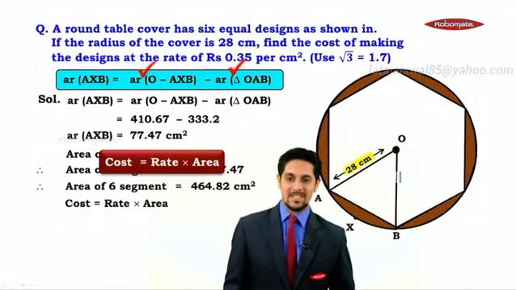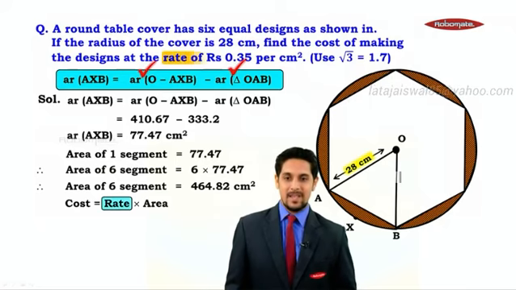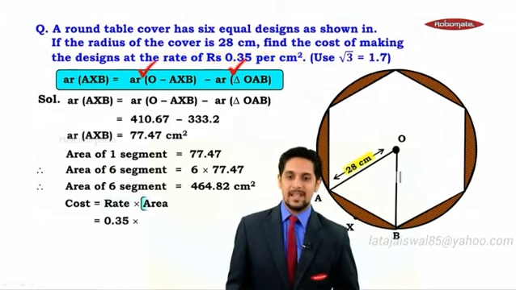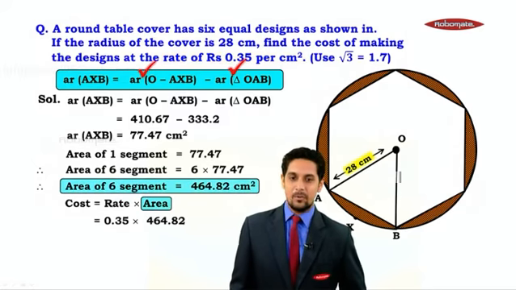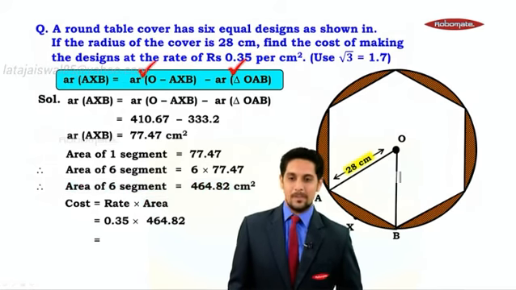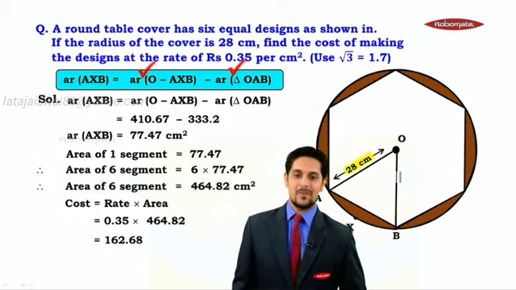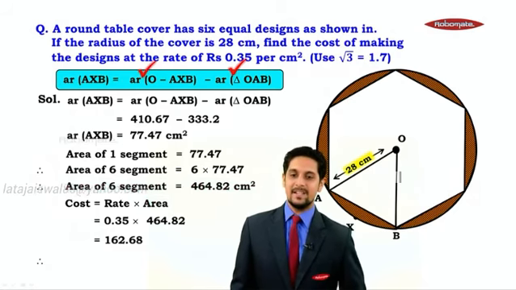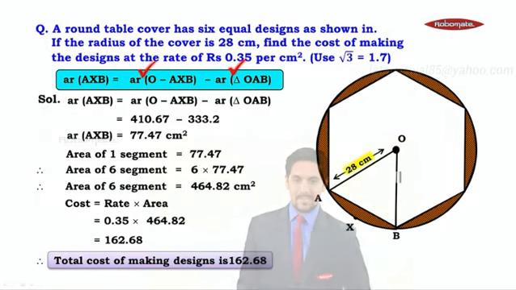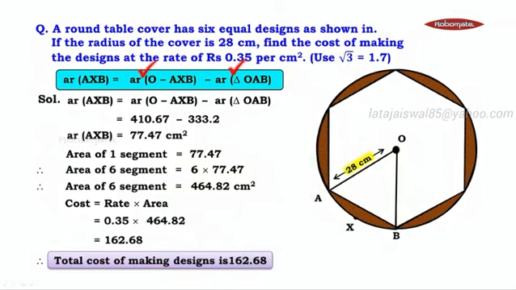So students, we can now calculate the cost, which is equal to rate into area. So we write cost is equal to rate into area, where rate as mentioned is 0.35 and the area of 6 segments is 464.82. The product of two terms gives the answer as 162.68. So we write the final answer as the total cost of making the designs is 162.68 rupees. Thank you.